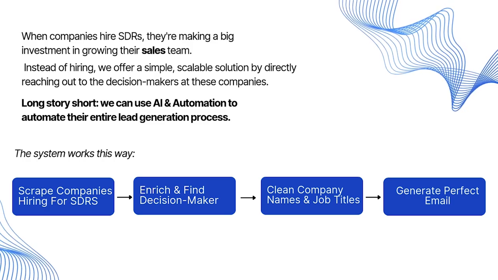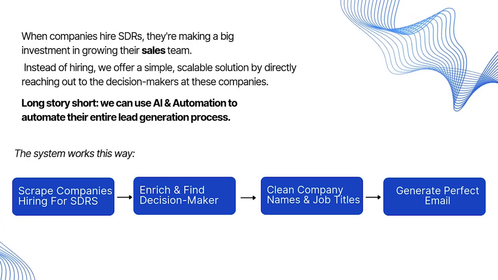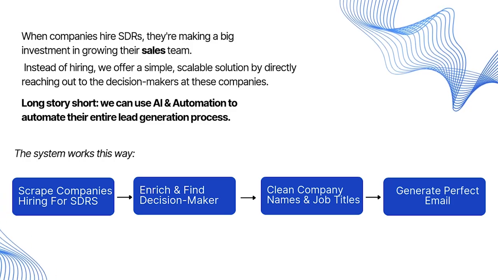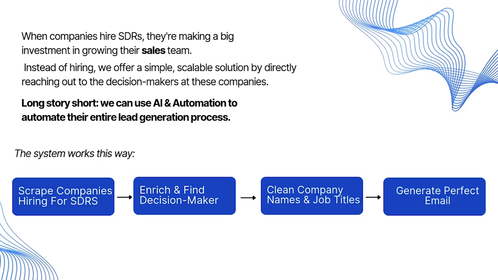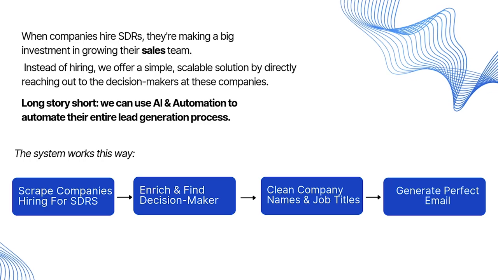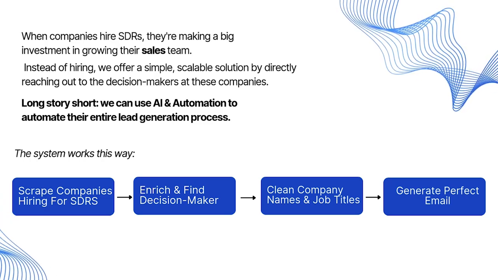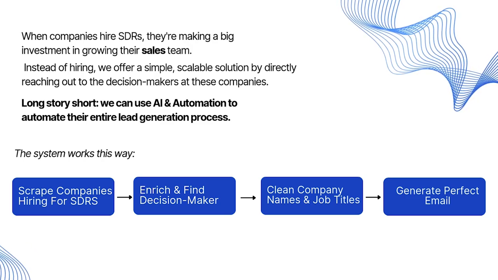So what an SDR basically does is handle the outreach and the lead generation process, so we can come in and use AI and automation to automate the entire lead generation process in a very streamlined way. So the system works this way. More about that in a second. We scrape companies hiring for SDRs, we enrich and find decision makers, clean the company names and job titles, and then we generate a perfect email.